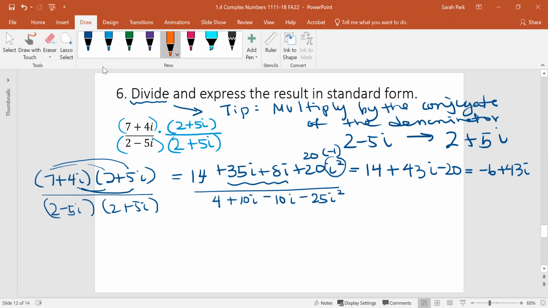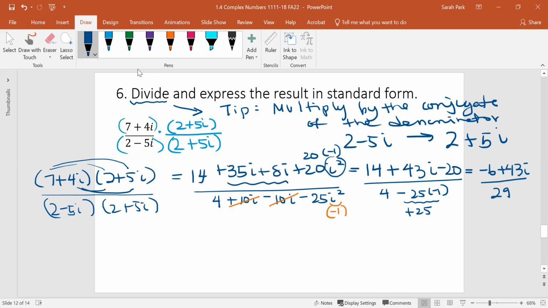Now look what happens here. The positive 10i and negative 10i cancel out. This i squared is -1. So what that becomes is 4 minus 25 times -1. And we know -25 times -1 is going to be plus 25. 4 plus 25 gives us 29. And that's why we multiply by the conjugate. Multiplying by the conjugate allows the cancellation of the imaginary terms, so we're only left with a number.